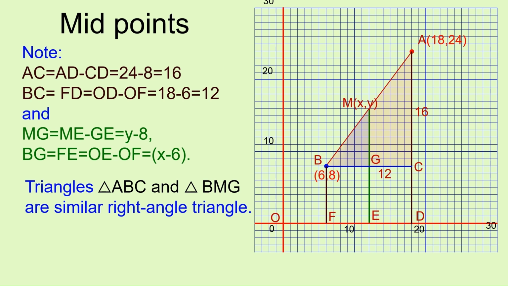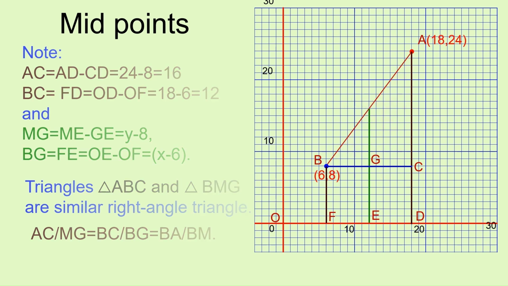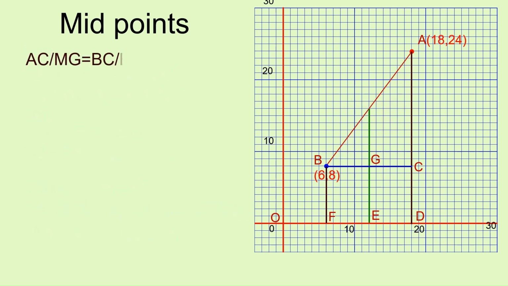Triangles ABC and BMG are similar right-angled triangles. AC by MG equals BC by BG equals BA by BM.